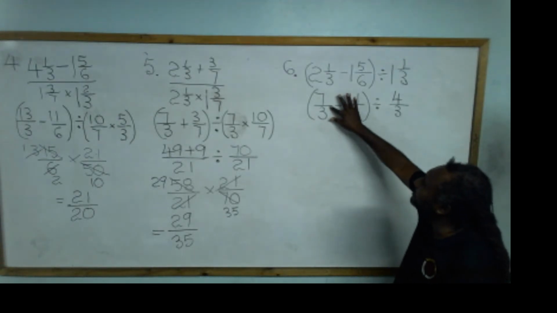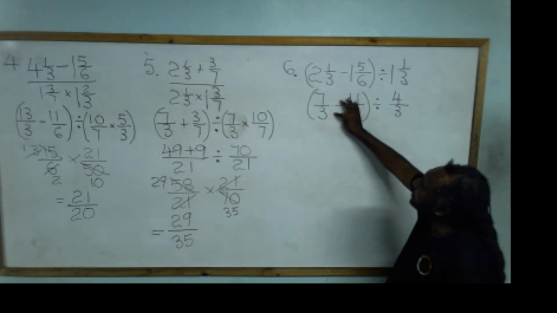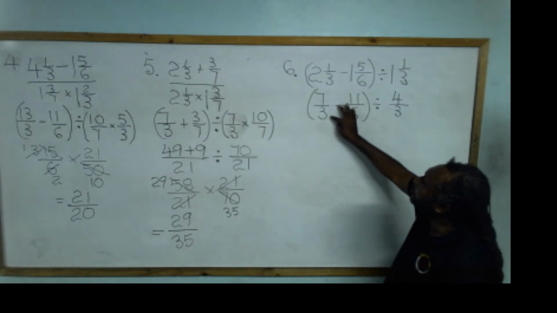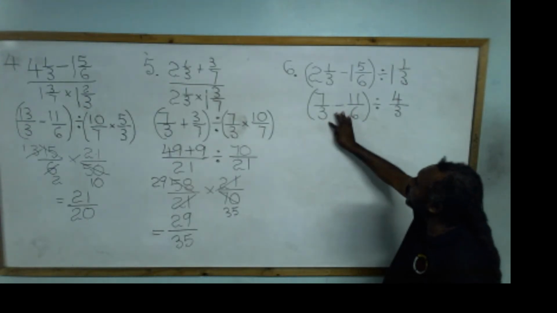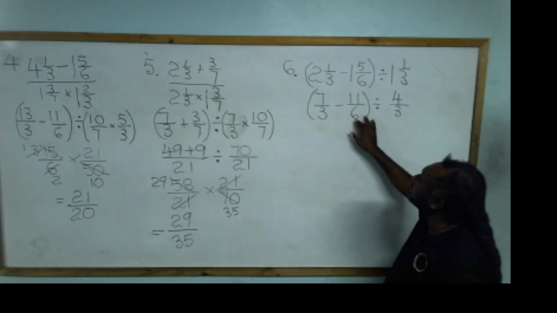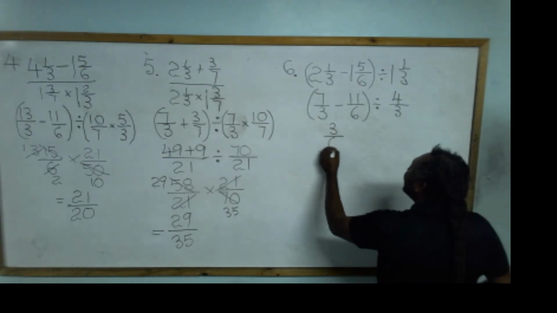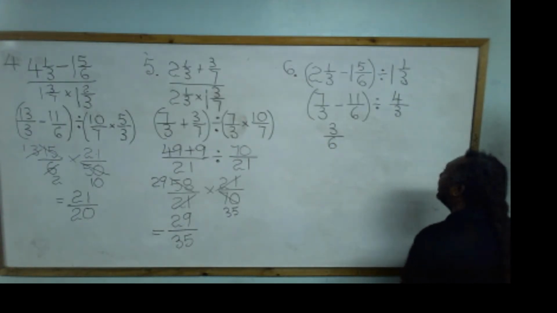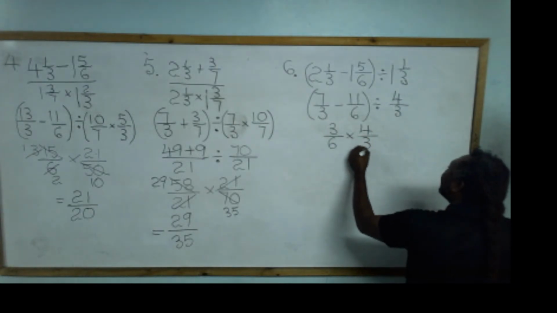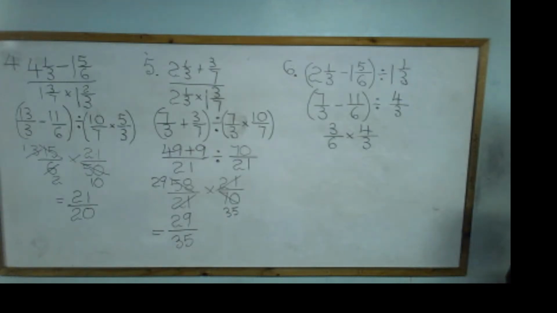So if you multiply this by 2/2, you're going to get 14/6. So it's going to be 14/6 minus 11/6. And that will be 3/6. And then you're going to multiply by 4/3. Is it 4/3 or is it 3/4? Let's take a second look.